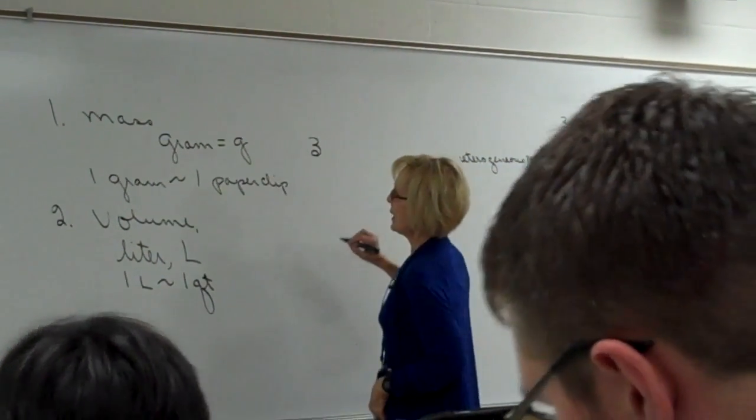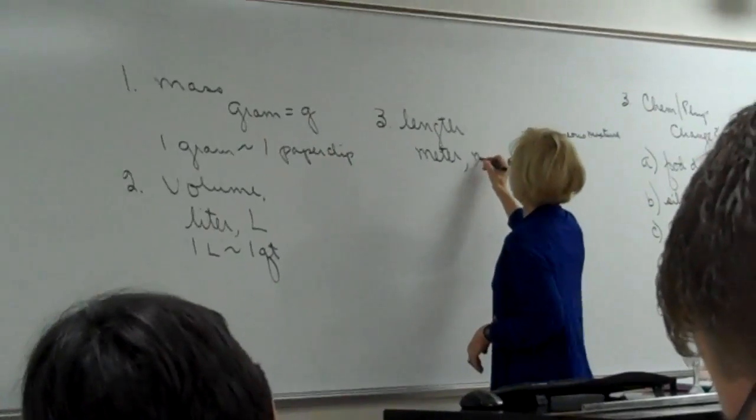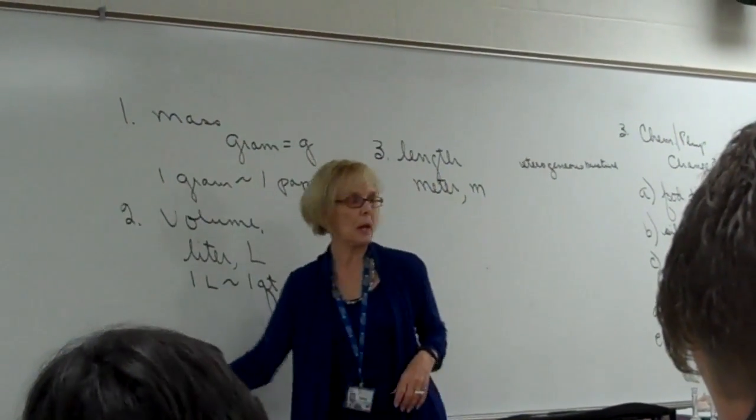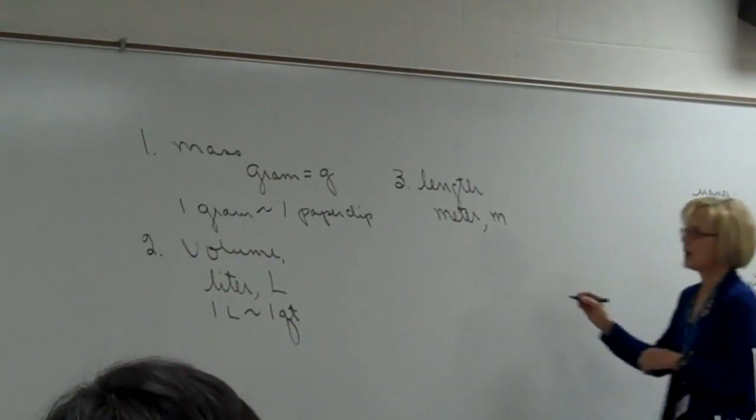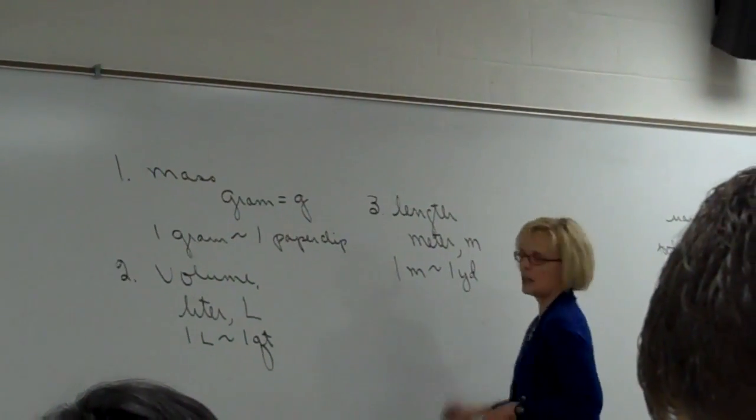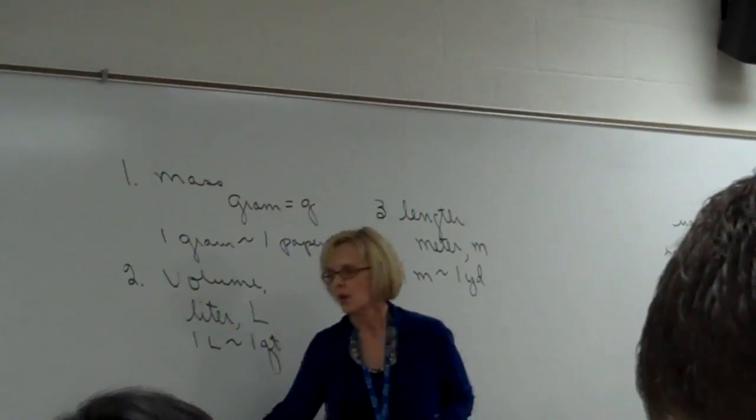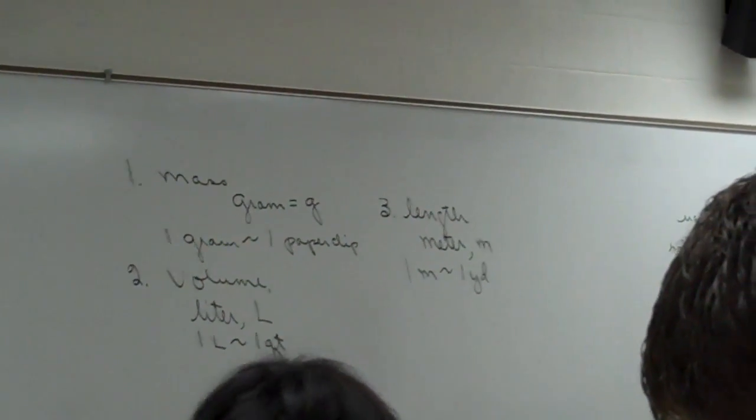Okay, now, 3, what else do we measure? Length. And our basic unit is going to be the meter, and we abbreviate that usually with a small m. And 1 meter is about 1 yard. So here we have, this is 1 meter, so you get an idea of the size of it.